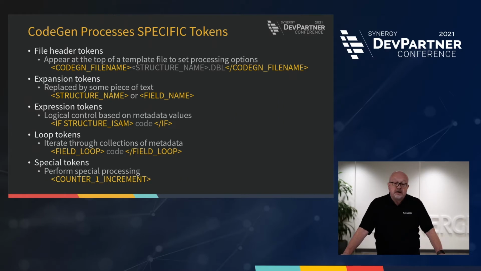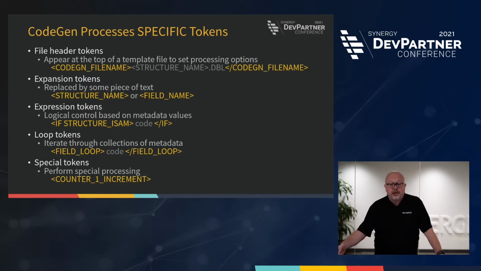CodeGen has lots of different types of tokens, but it also does process specific tokens. So it's not anything that begins with a less than and ending with a greater than, because that obviously is very similar to XML, for example, or HTML. It's looking for specific keywords that it knows about. And there are various types of things. File header tokens, we looked at CodeGen file name as an example, are a special group of tokens that go right at the top of the template, typically to set rules and specify requirements and define the name of the output file.